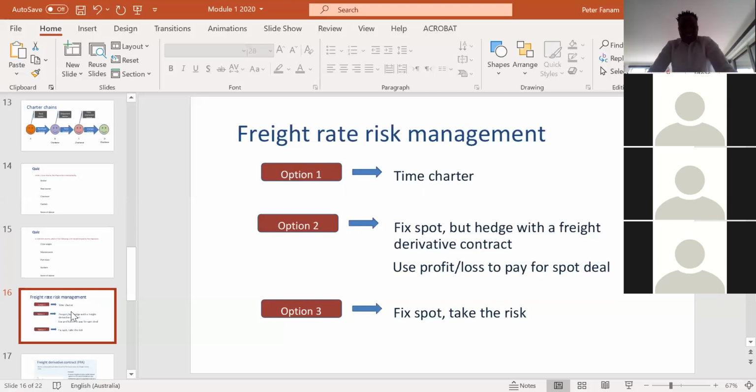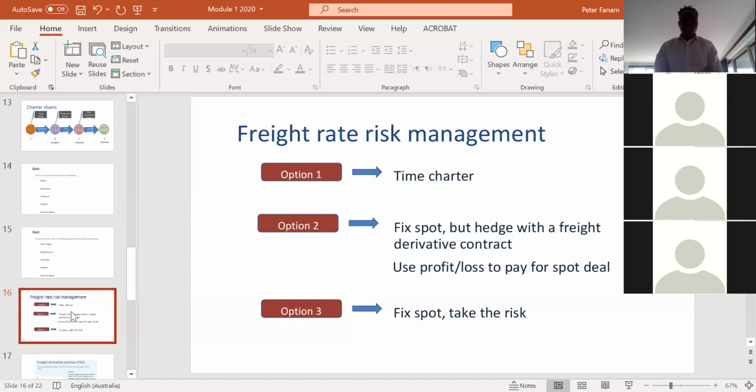So we are looking at the freight rate risk management. So ship owners, when they acquire a vessel or they have a vessel in their possession, they have a risk to manage because the freight rate is very volatile. It's not stable. So that risk is really high, and the management of the ship itself is a very high risk for them to manage.